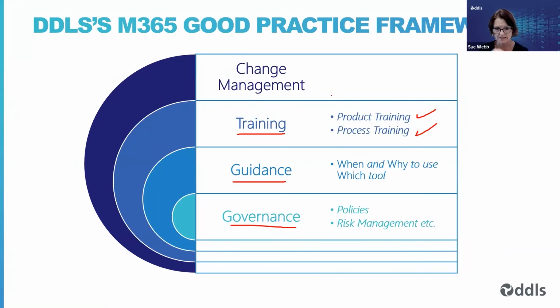So you can think of this as a little bit like an onion. Governance is at the core, guidance is the next layer out, training's the next layer out, and then change management wraps around the whole thing. And the change management is so we can get those changes to stick, so we can get the training to stick, so that people actually change their behaviours. And it's also important that we address change fatigue.